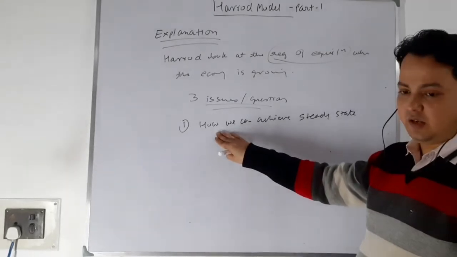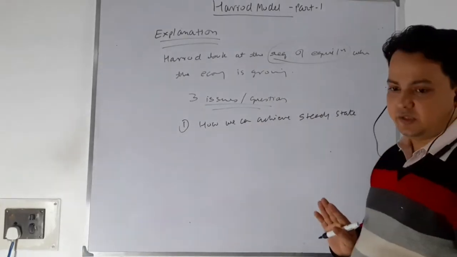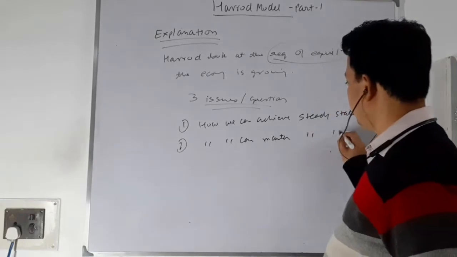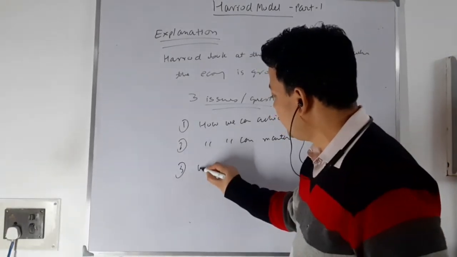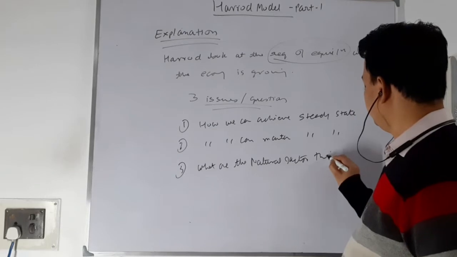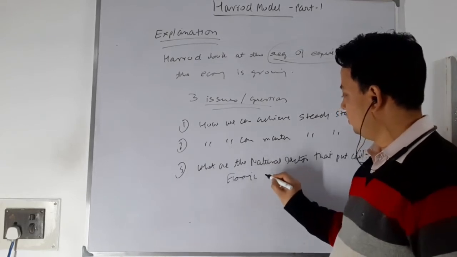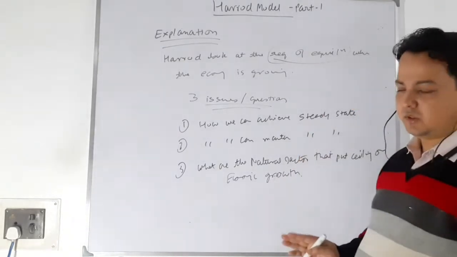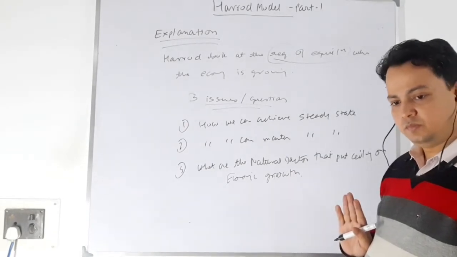So first, when the economy is growing, what are the requirements? First he asks the question, how can we achieve steady state? Second, how can we maintain steady state? Third, what are the natural factors that put a ceiling on economic growth? Easy to remember: first, how to achieve steady state; second, how to maintain steady state; third, what are the natural factors that put a ceiling on economic growth?